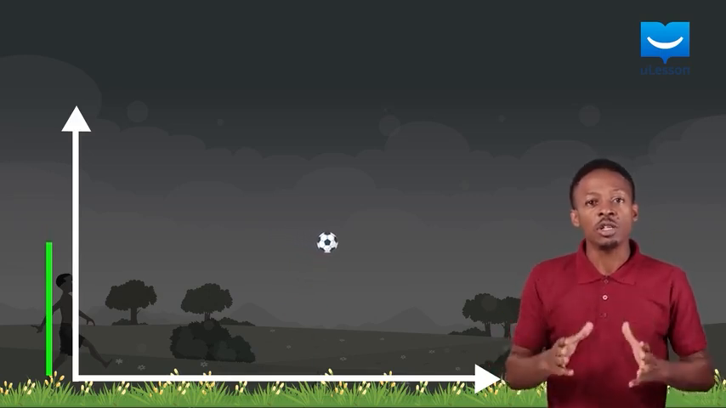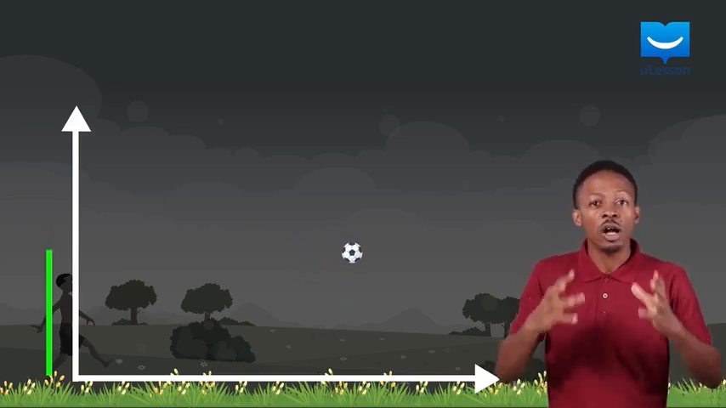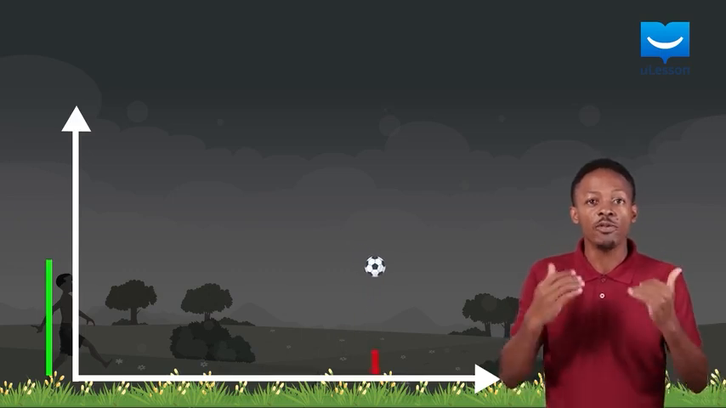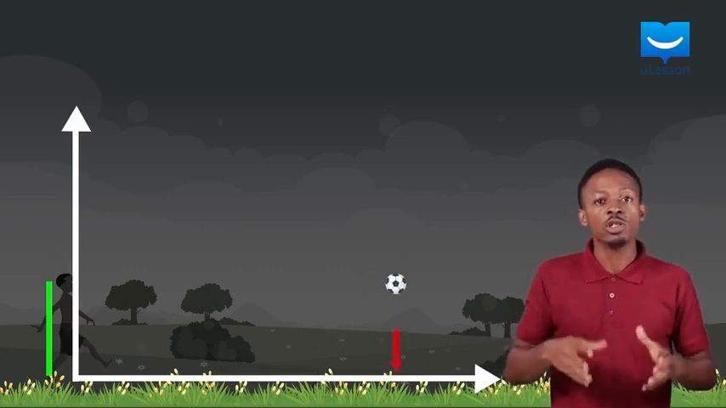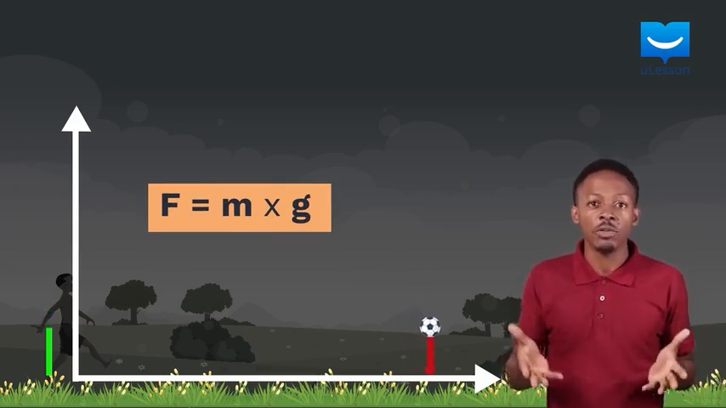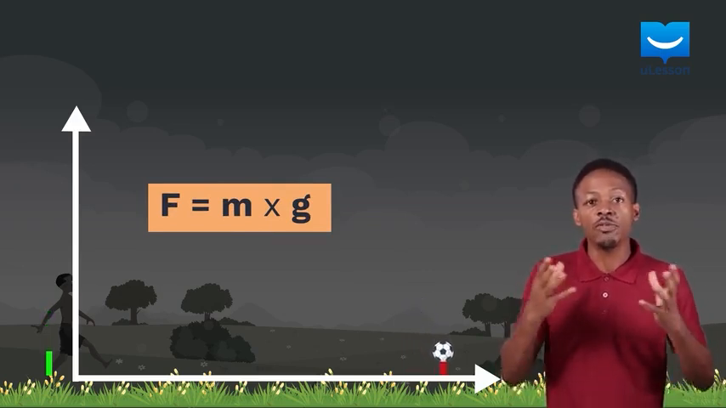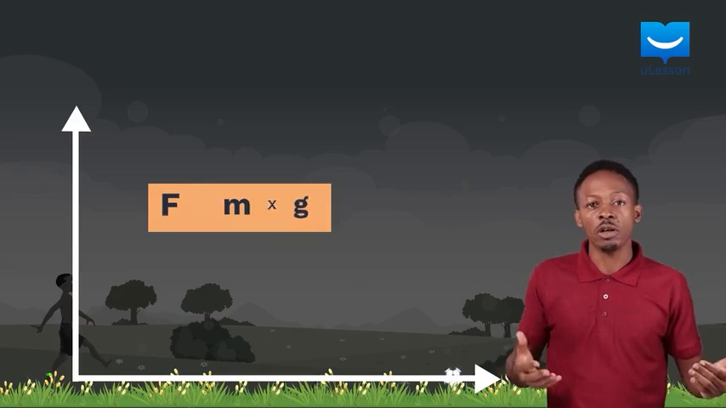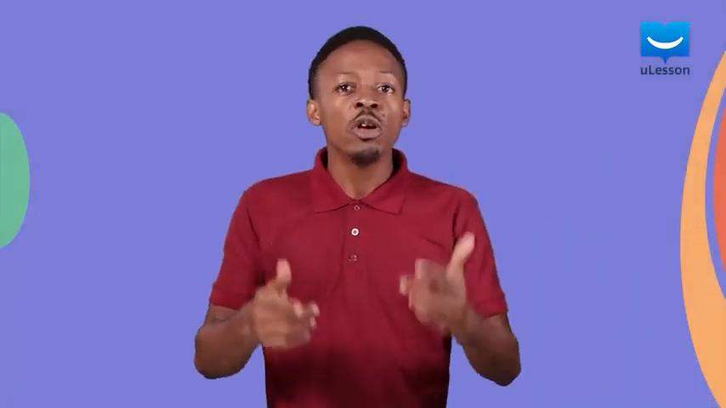Note, at this point, gravity is in full control and starts to pull the ball with a force F, which is equal to the mass of the ball m multiplied by the acceleration due to gravity. And this will be the force with which the ball will hit the ground. But before I go, remember that all this is assuming we neglect air resistance.